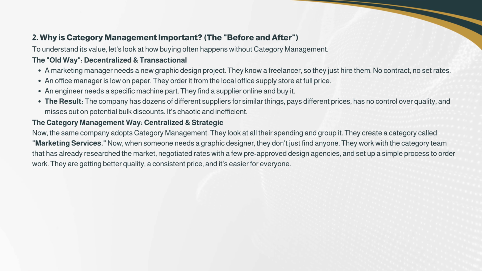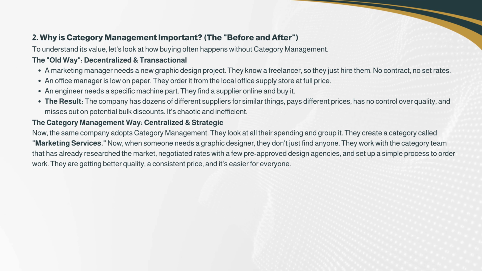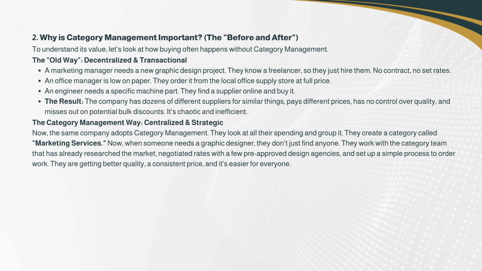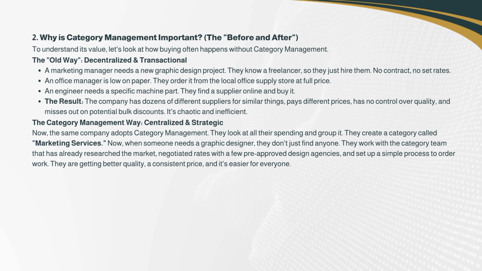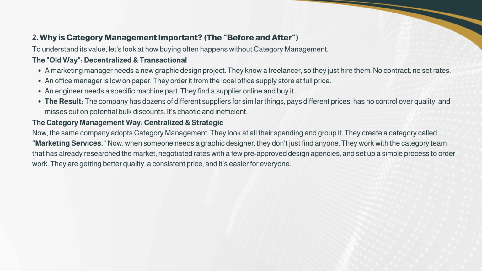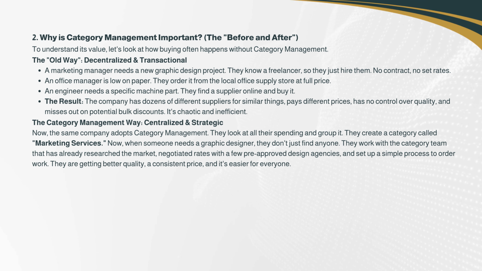The category management way: centralized and strategic. Now, the same company adopts category management. They look at all their spending and group it. They create a category called marketing services. Now, when someone needs a graphic designer, they don't just find anyone. They work with the category team that has already researched the market, negotiated rates with a few pre-approved design agencies, and set up a simple process to order work. They're getting better quality, a consistent price, and it's easier for everyone.